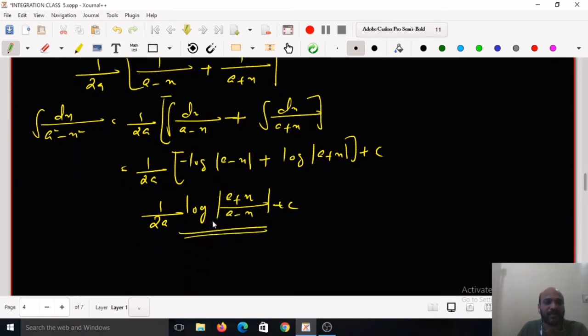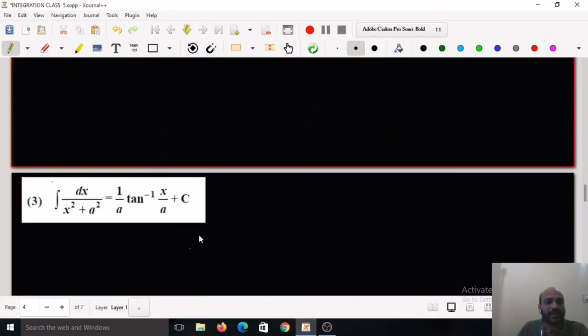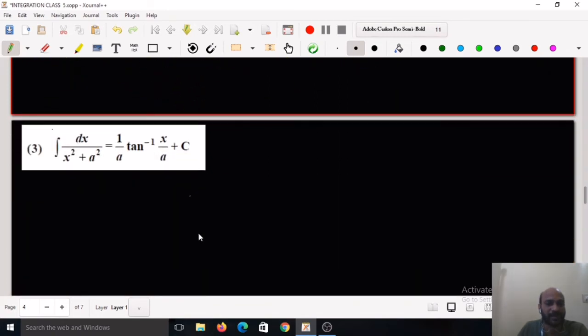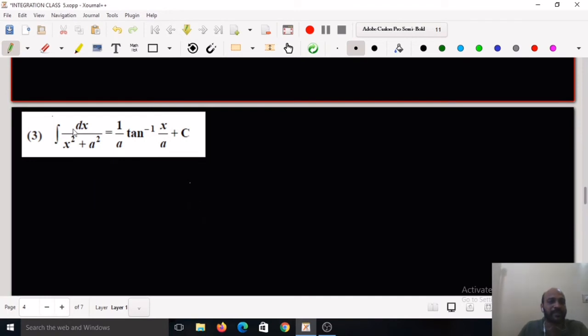Okay. Now third one, integration of dx by a square plus x square. This is third form. Answer is 1 by a into tan inverse x by a plus c. Anyway, we cannot factor this one because it is plus here. So you have to use one substitution.